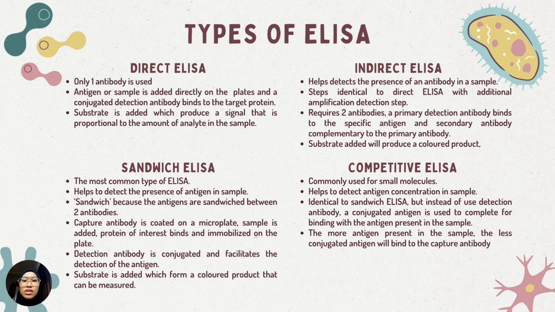And then we have the competitive ELISA. It is commonly used for small molecules. It helps to detect antigen concentration in a sample. It is kind of identical to sandwich ELISA, but instead of using a detection antibody, a conjugated antigen is used to compete for binding with the antigen present in the sample. The more antigen present in the sample, the less conjugated antigen will bind to the captured antibody.